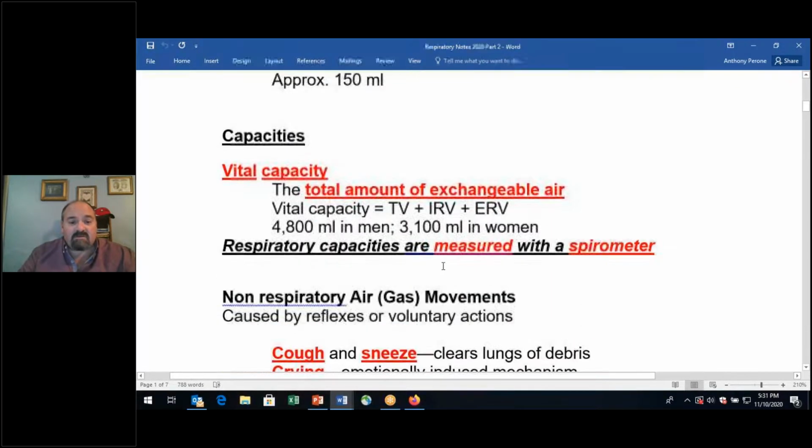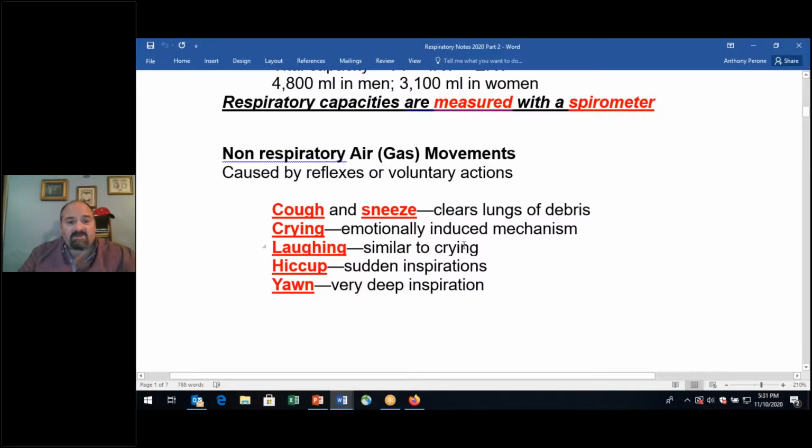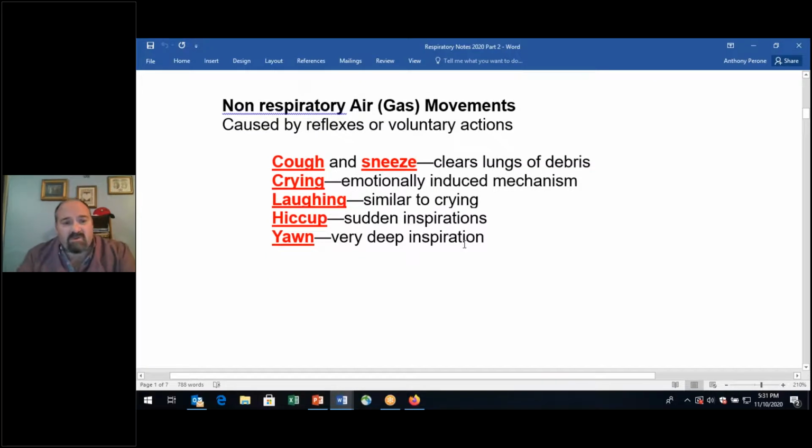And I want to show you this non-respiratory air or gas movements, right? So coughing and sneezing, and I just did that, clearing the lungs of debris, crying, laughing, hiccuping, yawning. These are all types of movement of air that you really primarily don't have any control over.